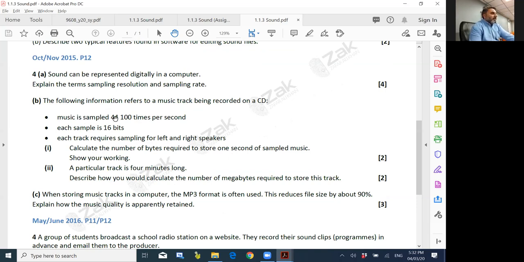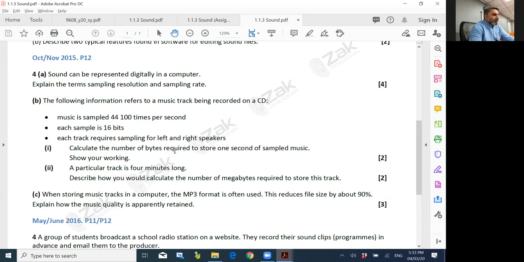Music is sampled 44,100 times per second. Each sample is 16 bits. Each track requires sampling for left and right speakers, meaning we would have to multiply it by 2. Calculate the number of bytes required to store 1 second of sampled music.